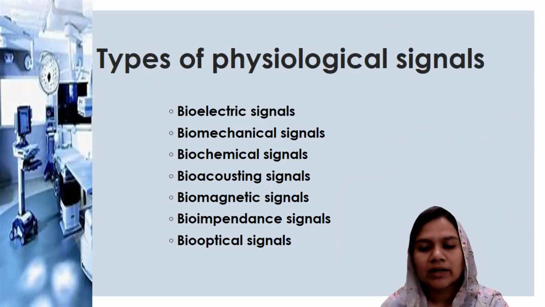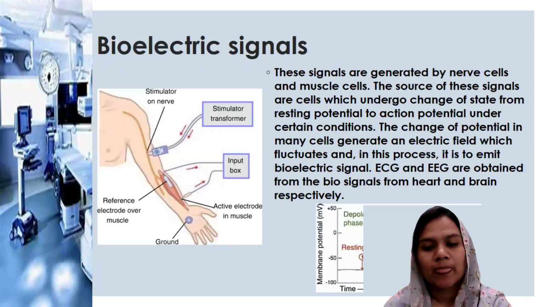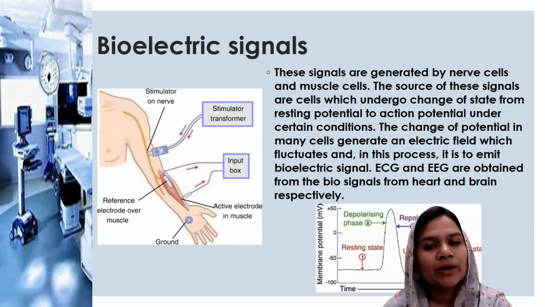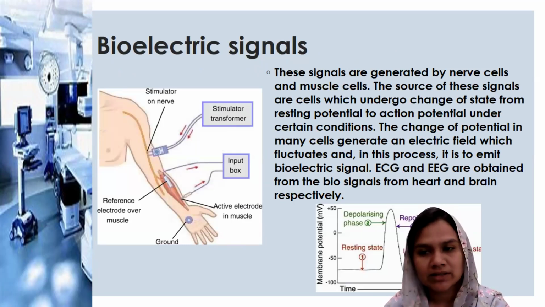We can see them one at a time. The first one is the bioelectrical signal. These signals are generated by every nerve cell and muscle cell.